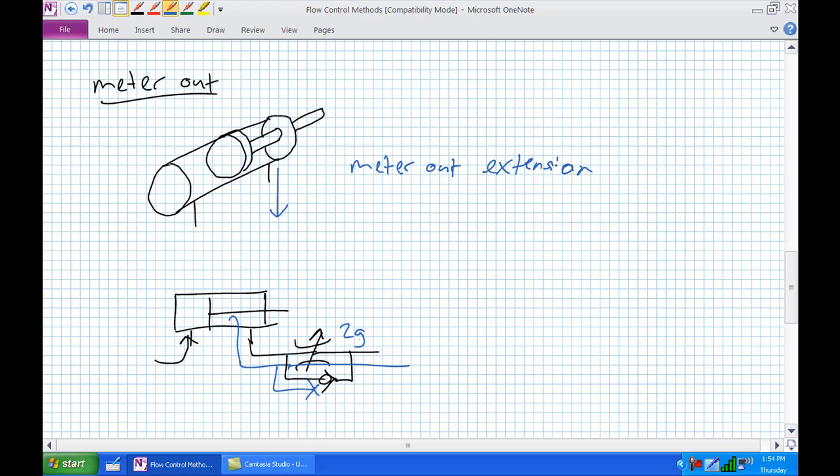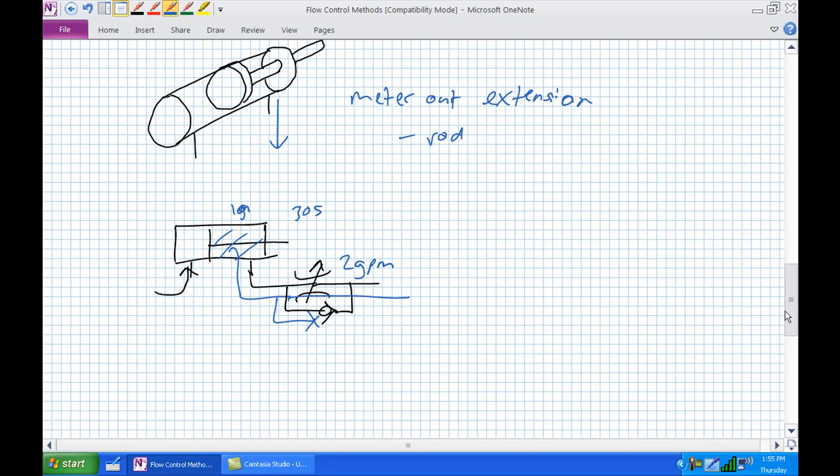Let's say it's 2 gallons per minute. And this is a volume of 1 gallon. How long will it take for this thing to extend? Well, if this is a volume of 1 gallon at a flow rate of 2 gallons per minute, it's going to take 30 seconds for that to extend. Okay? So meter out extension, it's on the rod end. Dig it? Versus meter in extension, it was on the cap end. This makes perfect sense too.